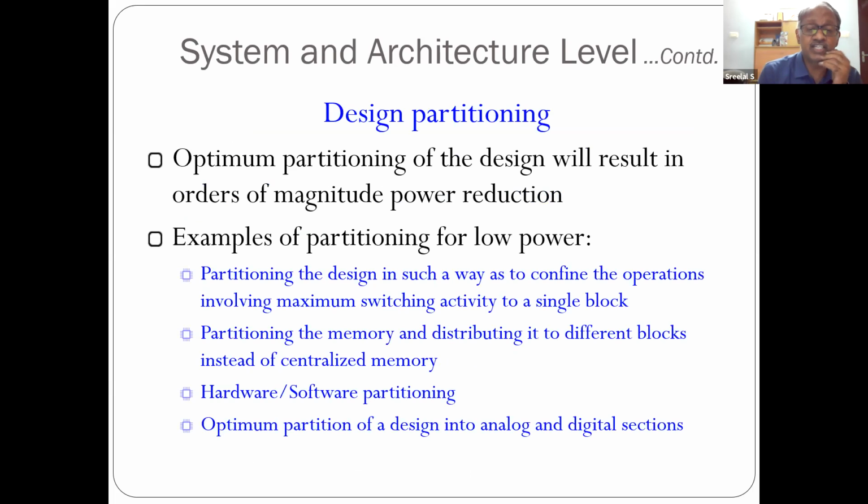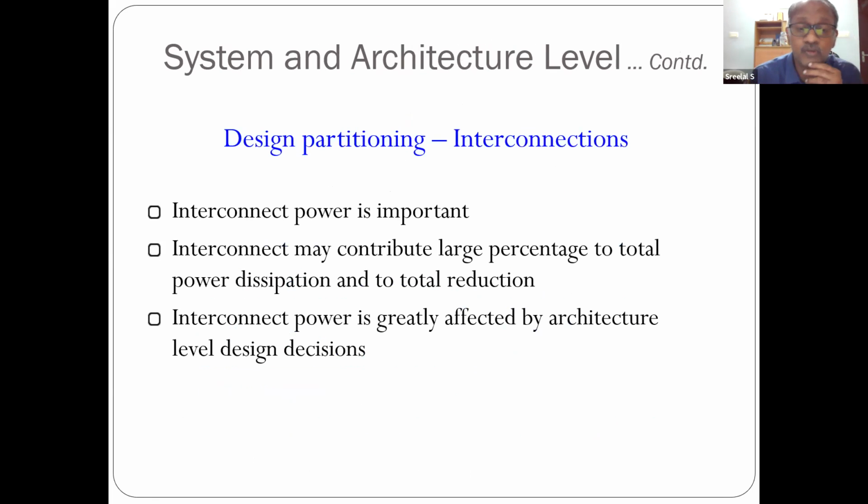Then design partitioning in a proper way. Optimum partitioning of the design will result in orders of magnitude power reduction. That is another method in order to achieve power reduction. For example, hardware software partitioning, that is which task will be carried out in hardware and which task can be carried out in software. Then again, optimum partition of a design into analog and digital sections. These are all feasible techniques to reduce the power consumption.